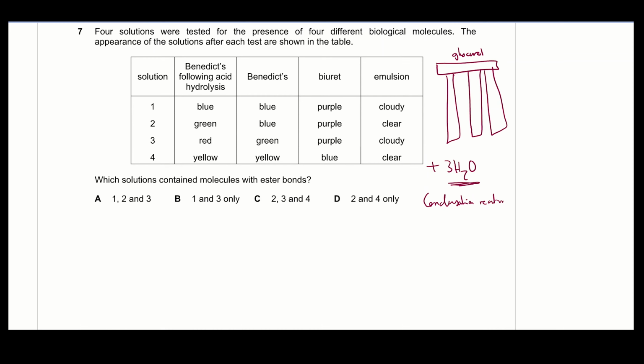Therefore, an ester bond is formed between the hydroxyl group of the glycerol and the carboxylic acid group of the fatty acid. Now, to the second point, a positive test for fats is a cloudy emulsion after the test. So the only cloudy options we have are 1 and 3, so the answer is going to be B.